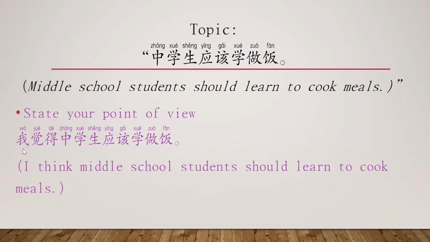Okay, last one. State your point of view regarding the topic. So my point of view is, 我觉得中学生应该学做饭. I think middle school students should learn to cook meals. Okay, you can definitely say, 我不觉得, I don't think middle school students should learn to cook meals. But your body parts need to give the evidence and argument to support your point of view.